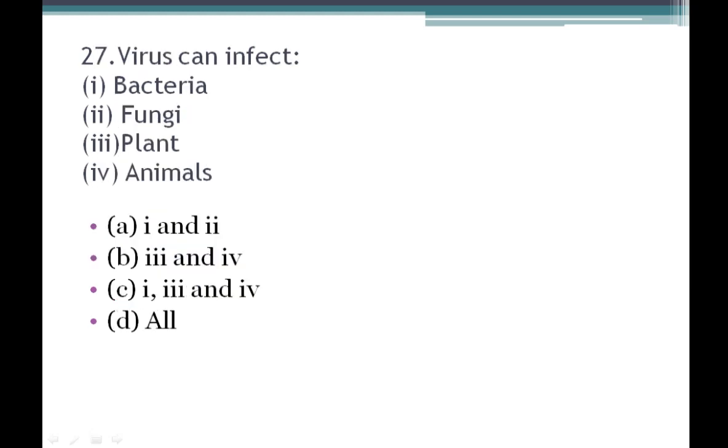Question number 27. Virus can infect number 1, bacteria. Number 2, fungi. Number 3, plant. Number 4, animals. So the correct option is option D, that is all of the above. Guys, virus can infect anything or everything which is alive.